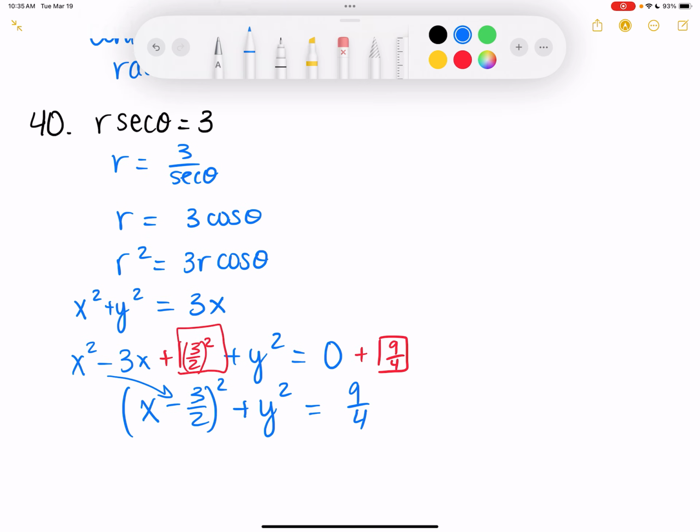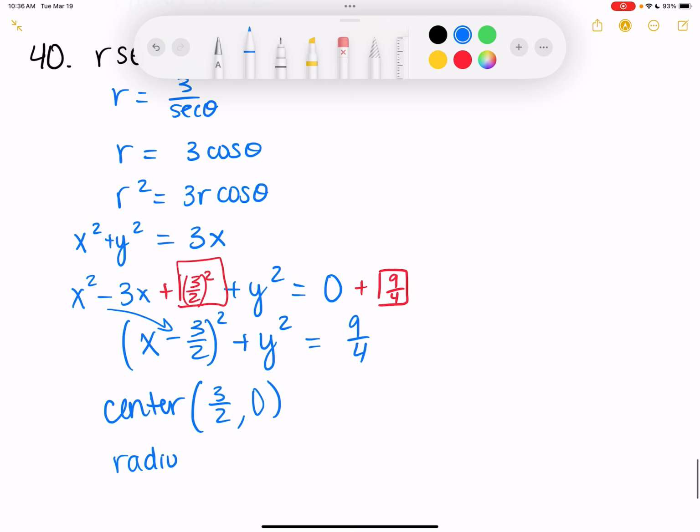So now, where's the center of this one? 3 halves and 0. Yep. And the radius? Not 3 halves. That's the square root of that number. People, even myself included, tend to forget that the r value over there is r squared when you have the equation of a circle, so you have to take the square root of it. I'm always like, oh man, I have to go back and fix it. It makes more sense now.